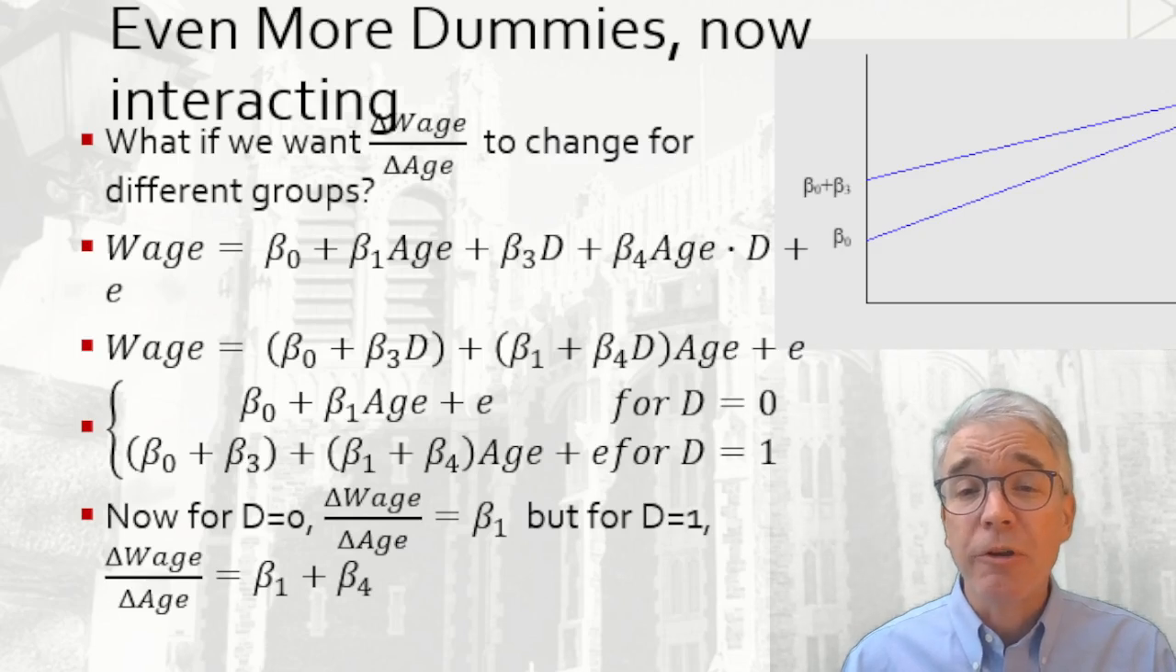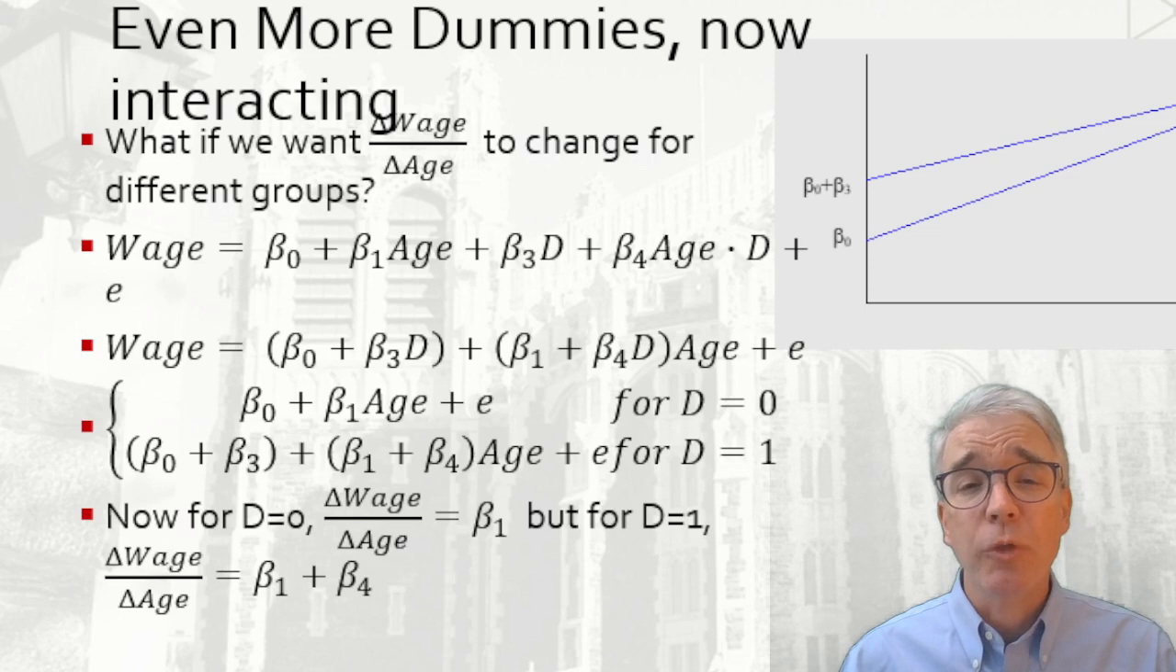People in group 0 have delta wage, delta age equal to beta 1. But for people in group 1 with d equal to 1, they're going to have delta wage, delta age equal to beta 1 plus beta 4. Now, it's not a requirement that they're different. The regression could estimate that beta 4 is about 0, meaning no perceptible difference.